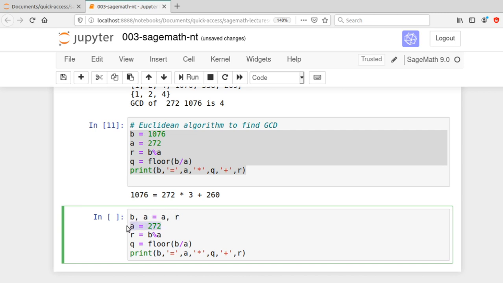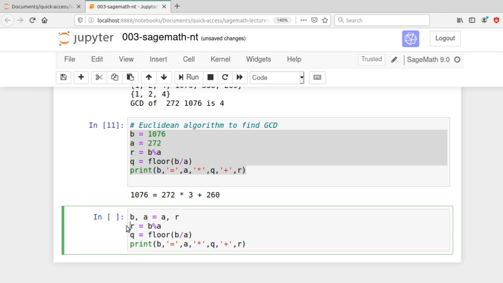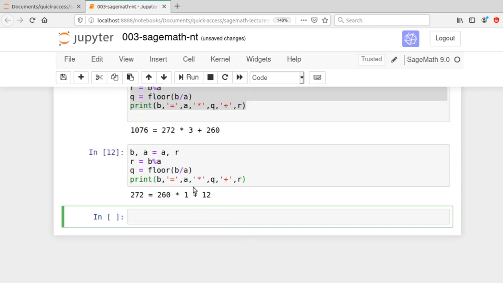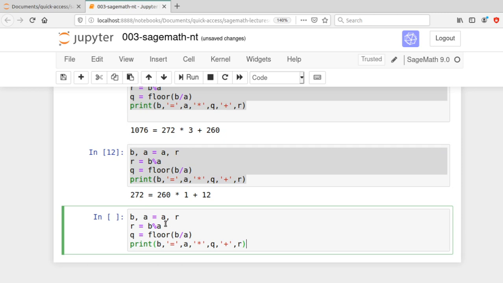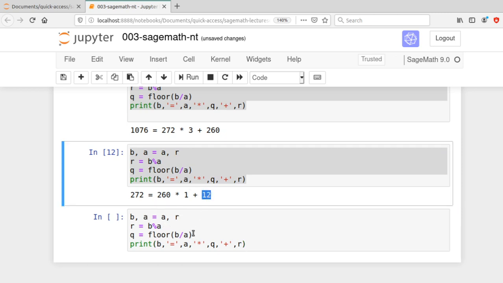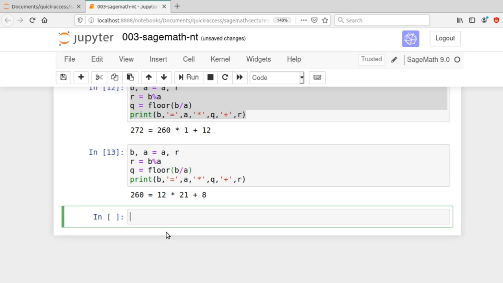This is what we are going to do, and we are going to repeat the computation using the new B and new A. Let's see what happens now. 272 equals 260 into 1 plus 12, exactly the same thing. Now we want to repeat this. Again, we want to change the value of B. Now B should become equal to 260, A should become equal to 12, the remainder. Let's see the output. It's now 260 equals 12 into 21 plus 8.